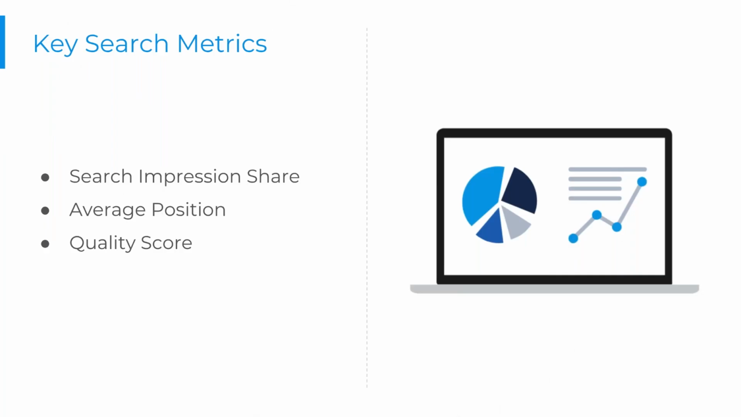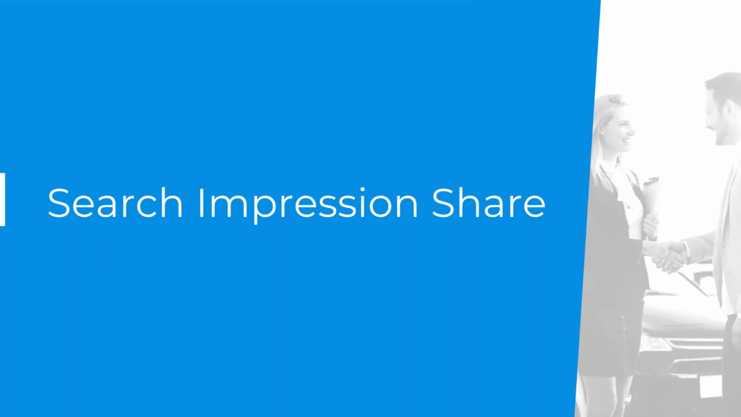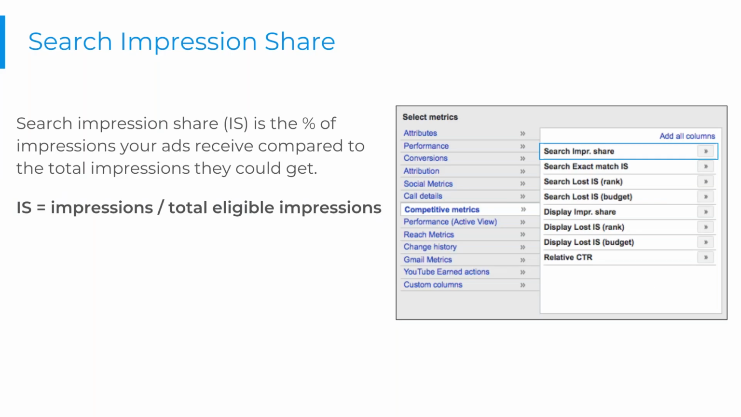Now, the three metrics we'll be attempting to untangle for you today are search impression share, average position, and quality score. First up, we have search impression share. To quickly define search impression share, it is the percent of impressions your ads receive compared to the total number of impressions they could get. The equation is simple. You divide the amount of impressions you actually received by the total number of impressions you could have received, and that'll give you the percentage. What we have on the right shows where to find this metric in order to add it as a column within the search network.